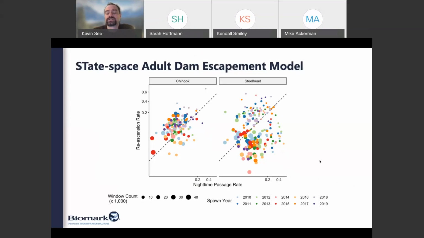Right, so this is plots across all the years of data we have. Each dot is a week estimate. And the size corresponds to the window count that week to give you some idea of the run size going on that week. And if the night passage and the reascension rate balanced each other out perfectly, all those dots would fall right along the dashed line. And the point of this plot is just to show that that is not the case. So clearly, sometimes reascension rate is higher than night passage rate and vice versa. And so accounting for both processes independently allows us to get an accurate estimate by week for the unique fish crossing the dam.